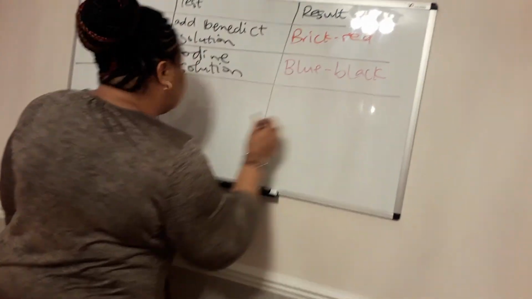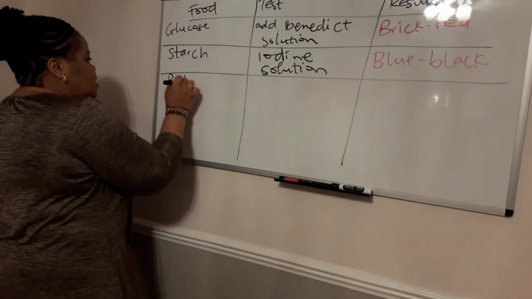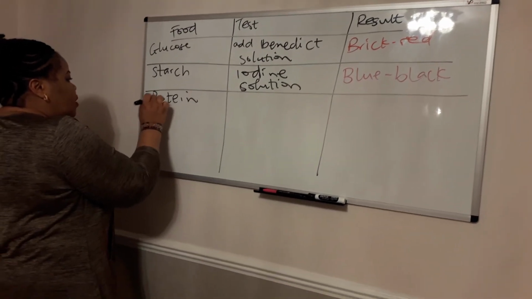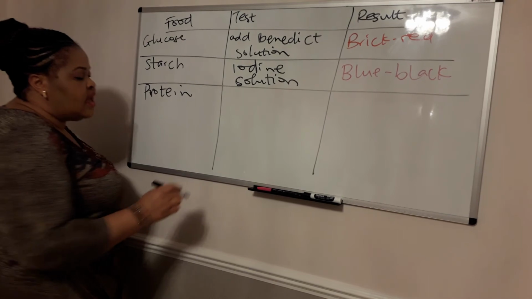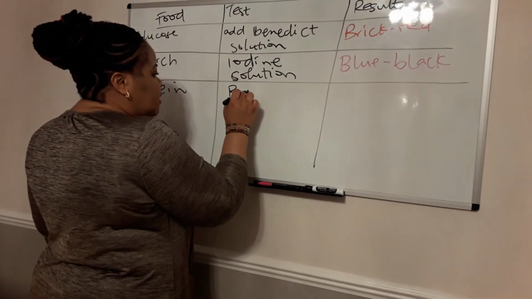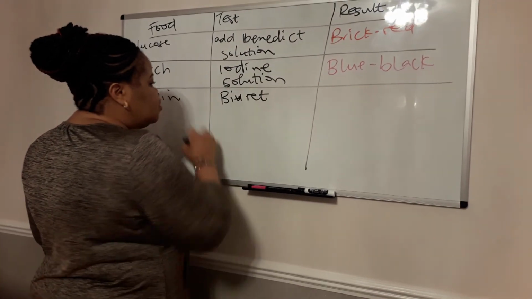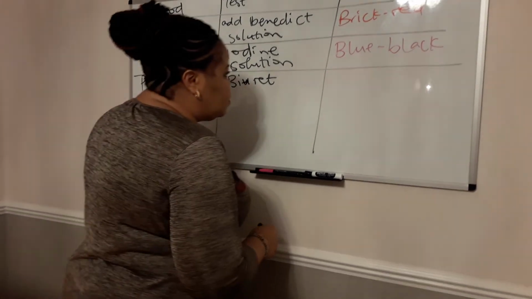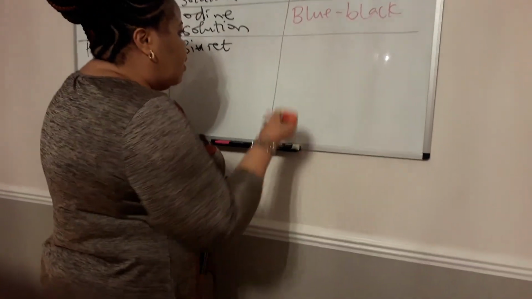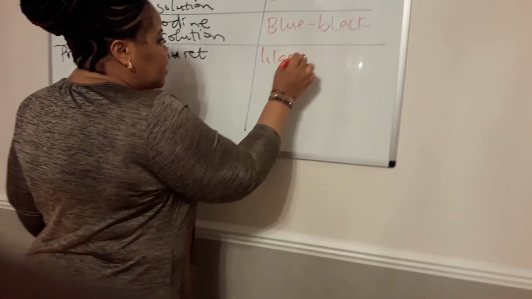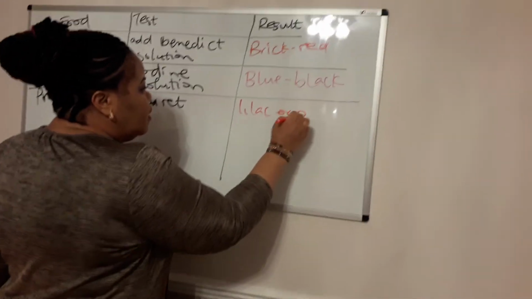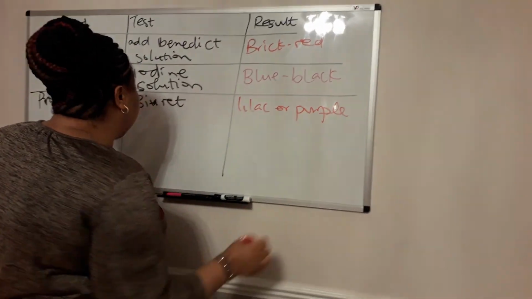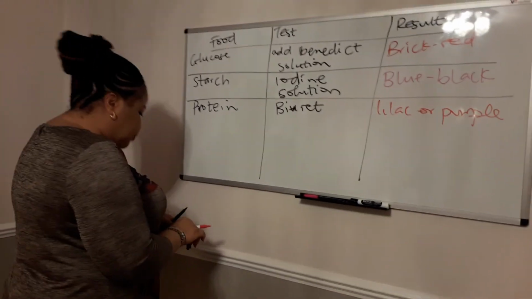And then I'm going to do the protein. Sometimes they say you use the egg albumin or egg white. So for the protein test, you use the biuret solution. The biuret solution will turn it to lilac or purple. Lilac or purple, that's what you're looking at for the biuret test for proteins.